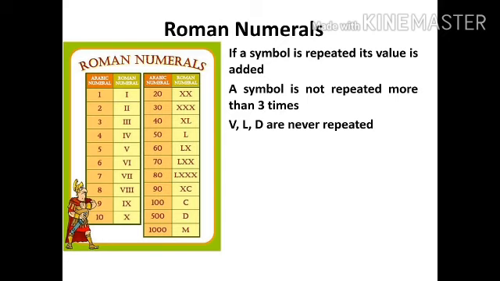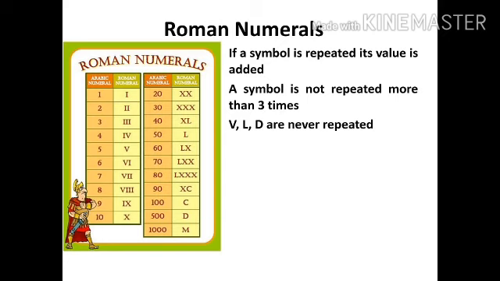For example, 1 is represented as I, 5 by V, 10 by X, 50 by L, 100 by C, 500 by D, 1000 by M. What about 2, 3 and all? 2 is represented by 2 I's, 3 by 3 I's.